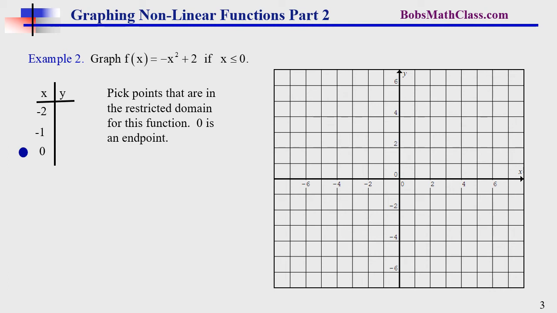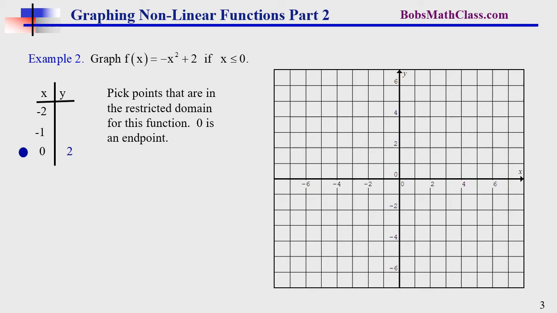There's no maximum number of points you could choose. You could always choose more if you're unsure what it looks like. All right, let's plug in each of those numbers. If you plug in 0, you should get 2. Remember to do exponents first, and then the negative in front of that x squared, that comes second. So 0 squared is 0. Then it becomes negative 0, which is still 0, plus 2 gives us 2.